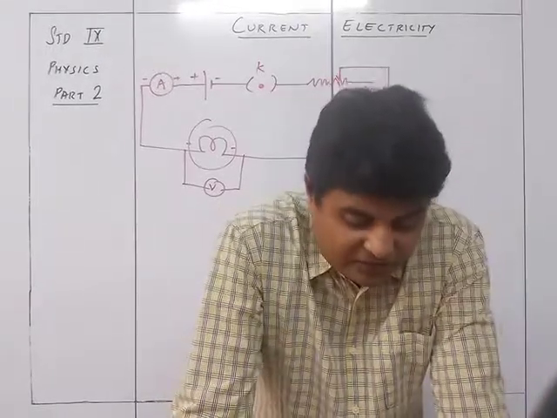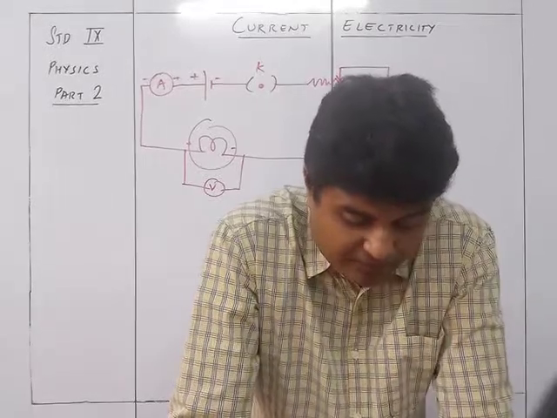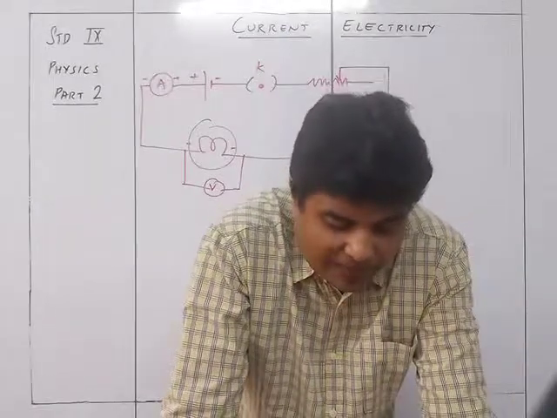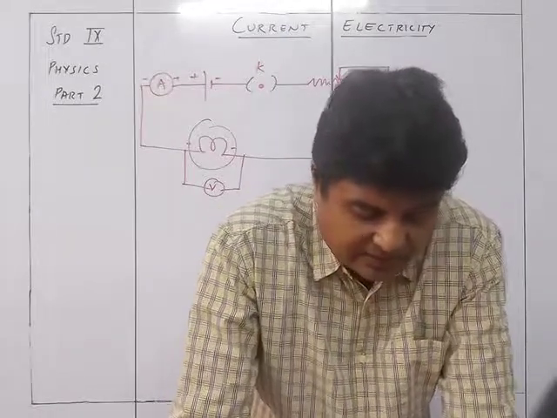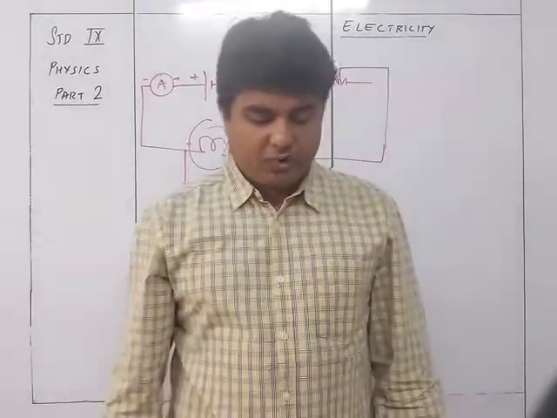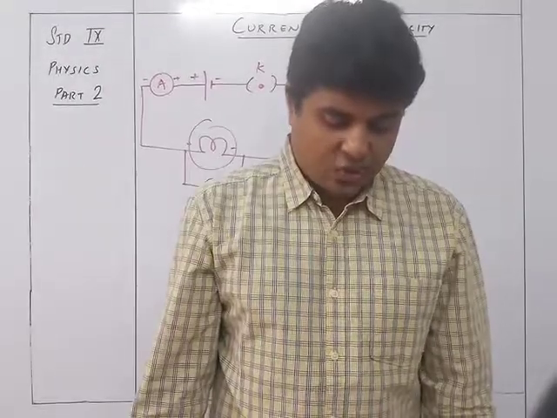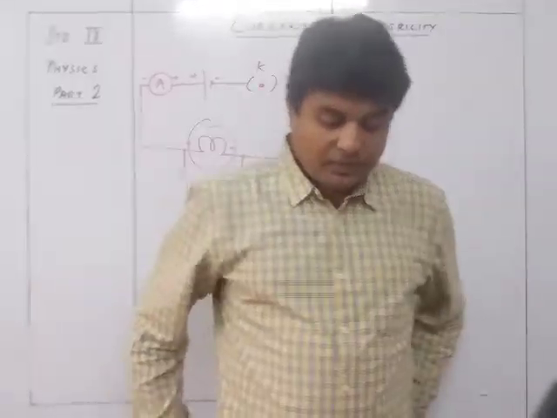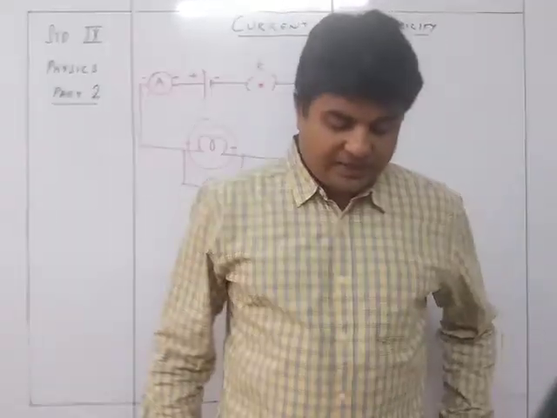To demonstrate the function of various components of the circuit as shown in figure 9.12, first take out the plug from the key. This makes the circuit incomplete or an open circuit. The bulb does not glow and both the ammeter and voltmeter read 0 since no current flows in the circuit. Now insert the plug in the key. The circuit is complete or closed.